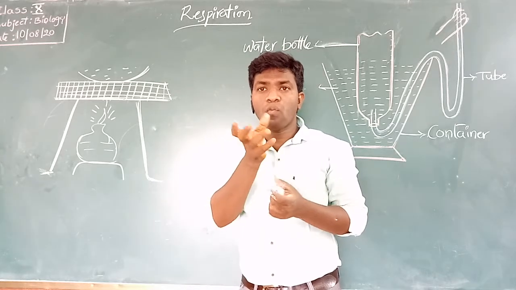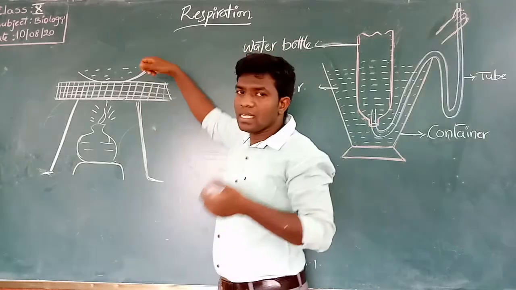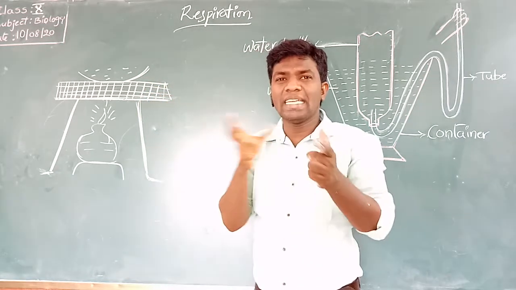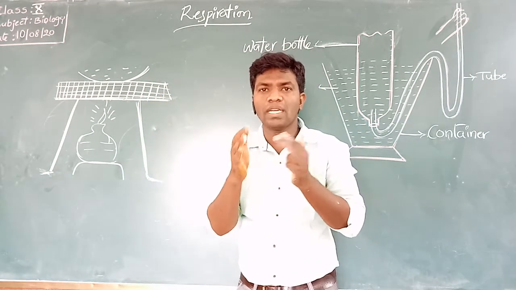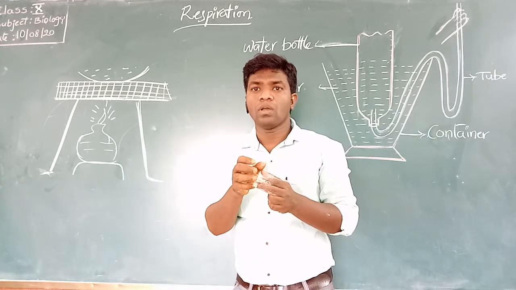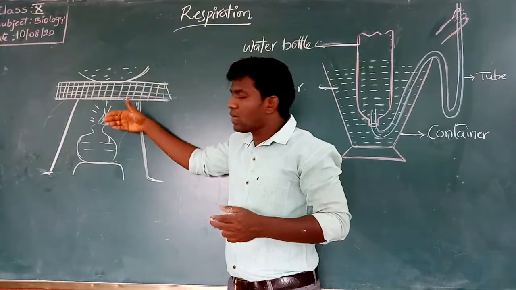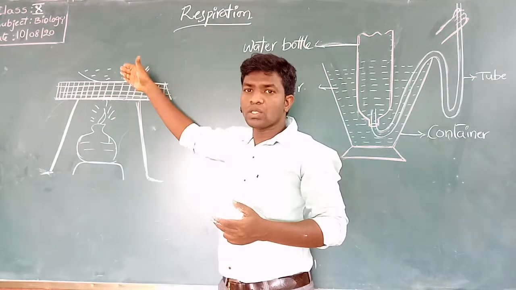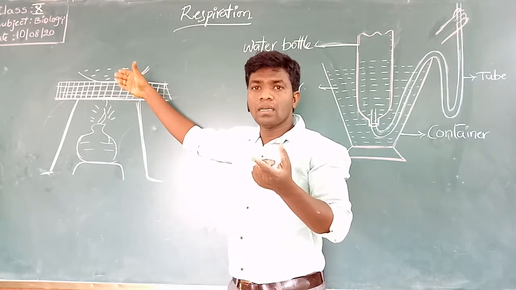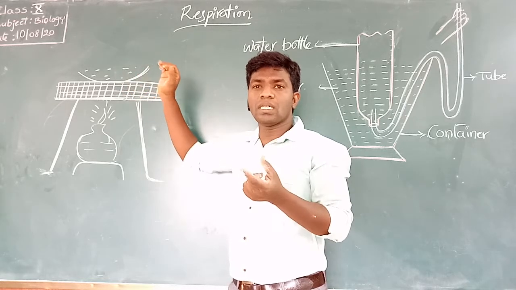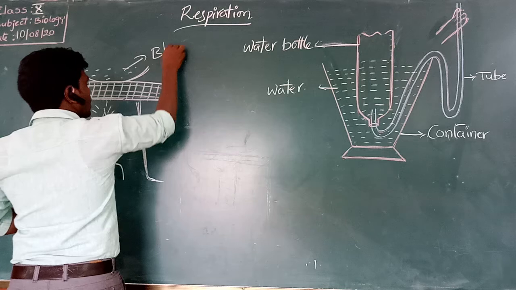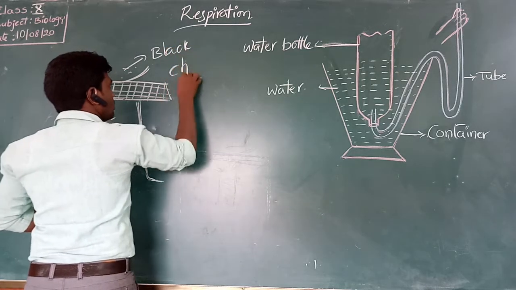Hold the foil with tongs. With the help of tongs, you can heat it over a flame. You will observe that the sugar melts, then it becomes black. After some time the sugar changes into a black color. That is charring. So it is changing into black.